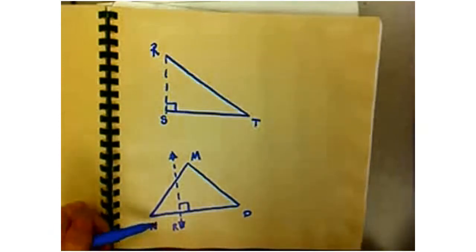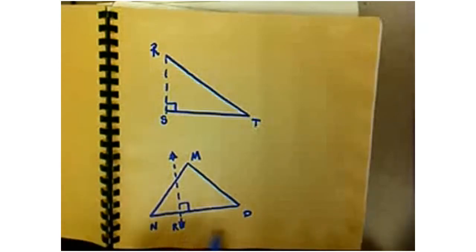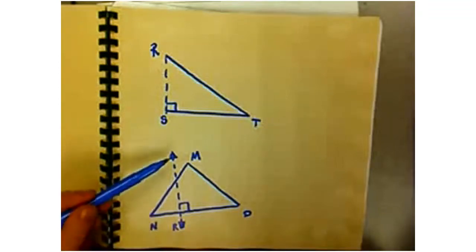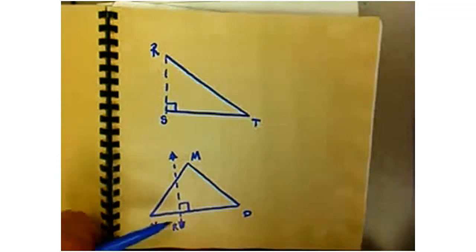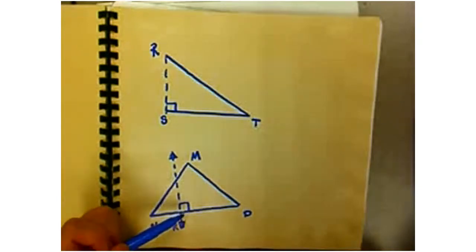Notice that there are no tick marks from N to R and R to D. NR is substantially less than RD. So this line is perpendicular to ND, but it is not bisecting ND. It's not dividing it exactly in half. So this is a no to perpendicular bisector.